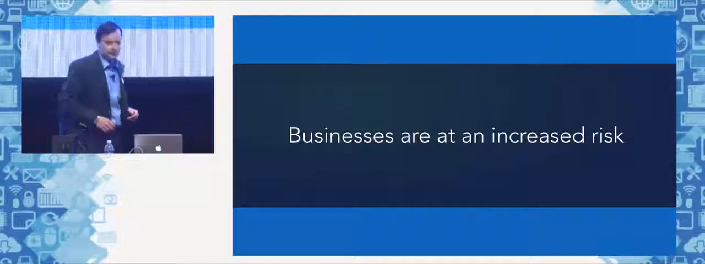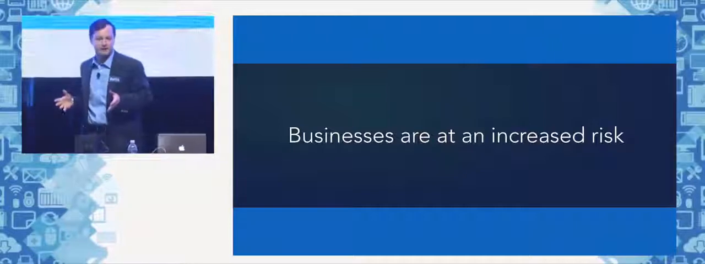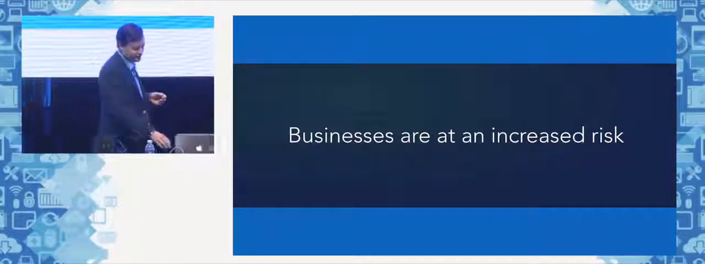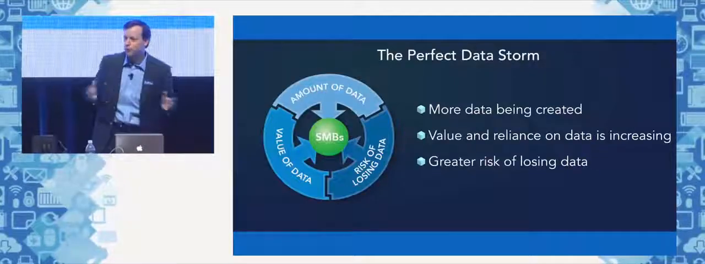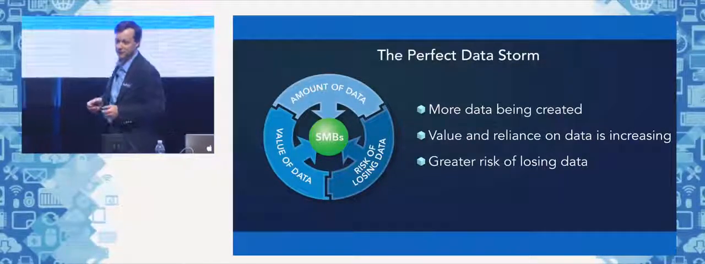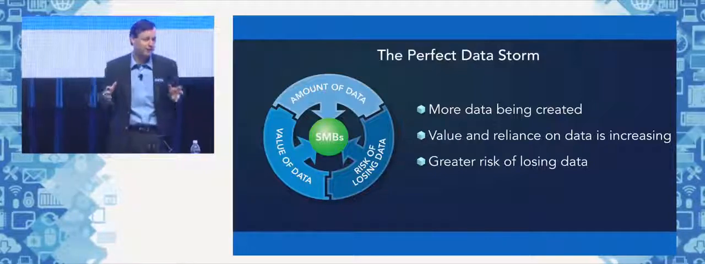Specifically, businesses are really at an increased risk of downtime these days. There's a combination of factors that lead to it, but what we call the perfect data storm. So what is the perfect data storm? The perfect data storm is a combination of 3 big factors.